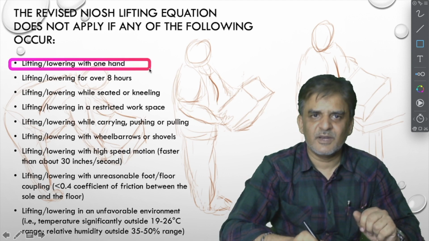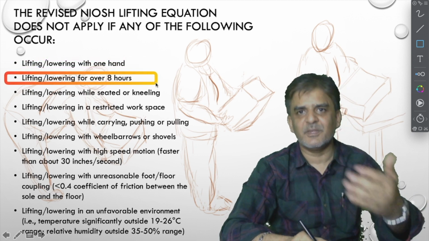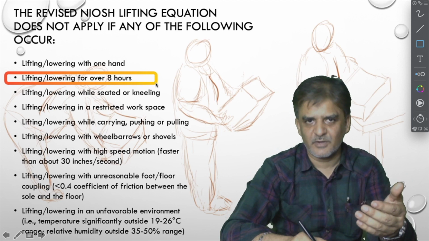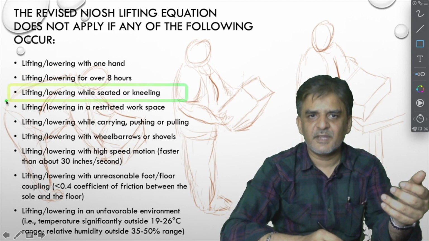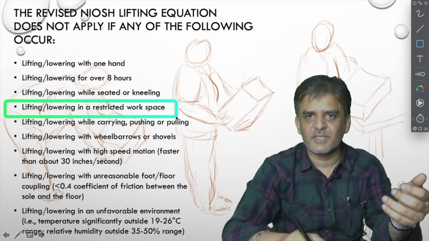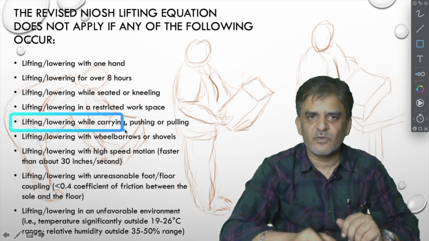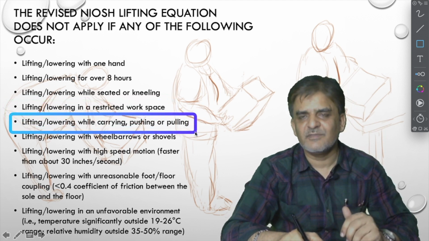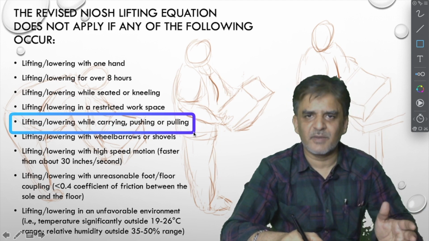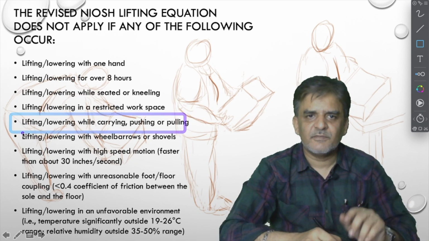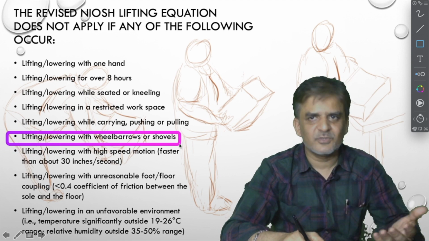First is when lifting or lowering is by one hand; lifting or lowering over 8 hours of duration; lifting or lowering while seated or kneeling; lifting or lowering in a restricted work space, for example, where there is not sufficient empty space around; lifting or lowering while carrying, pushing or pulling. If three or more of these tasks are combined, then we will not apply this equation. If lifting or lowering with wheelbarrows or shovels, then also the situation is different.